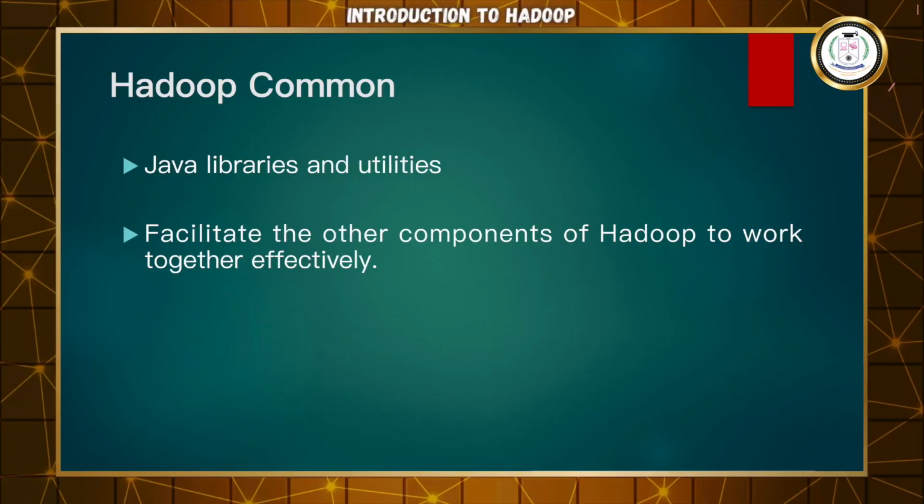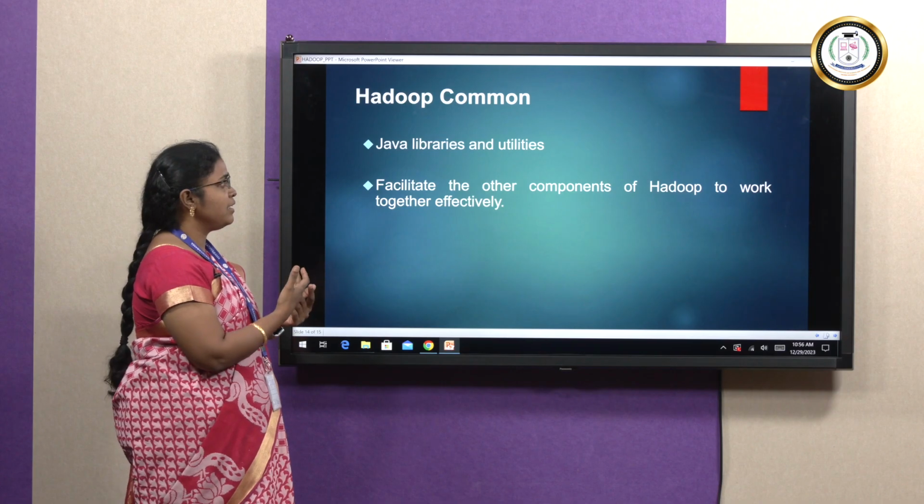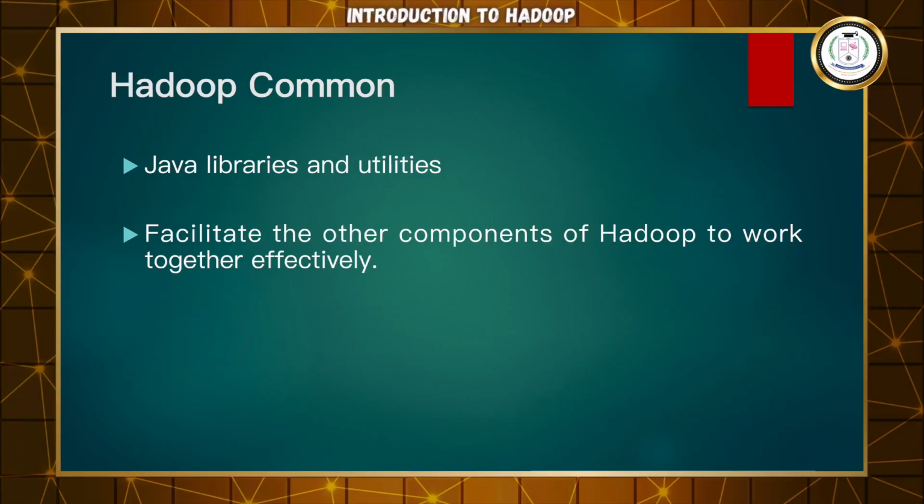And Hadoop Common, this is the last component of the Hadoop architecture. It will provide only Java libraries and utilities. This component is used to facilitate the other components of Hadoop to work together effectively.